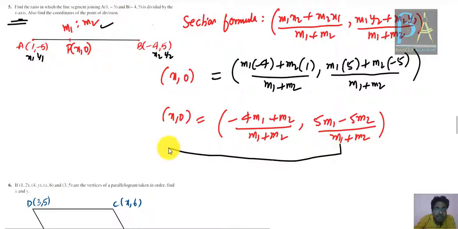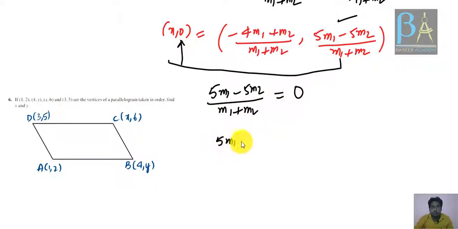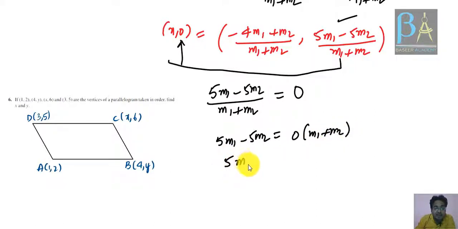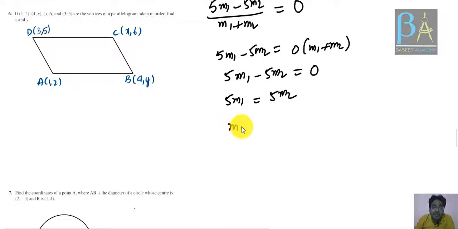Let us equate the y coordinates. m1 plus m2 is dividing on the left hand side, so obviously m1 plus m2 would multiply on the right hand side, and I end up getting 5m1 minus 5m2 is equal to 0, into anything is 0. So obviously 5m1 is equal to 5m2. If it goes to the right hand side it becomes plus 5m2, and then I can write m1 by m2 is equal to 5 by 5.